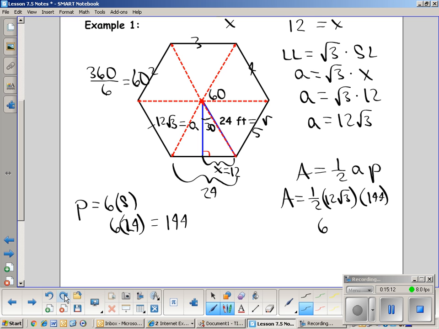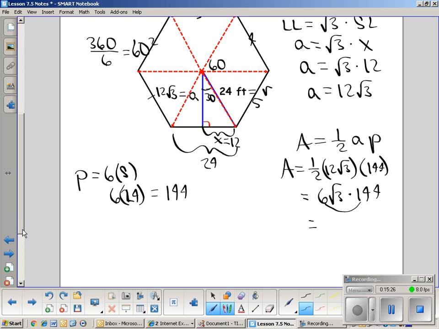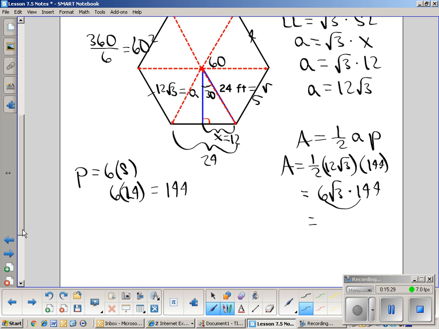So 1/2 of 12 is 6 times square root of 3 times 144. And so then we would say 6 times 144, because they're both outside the radical. So 6 times 144, I could use a little help on that. 864. And this was in feet, and it's area, so it's feet squared. Okay? So it looks like that.